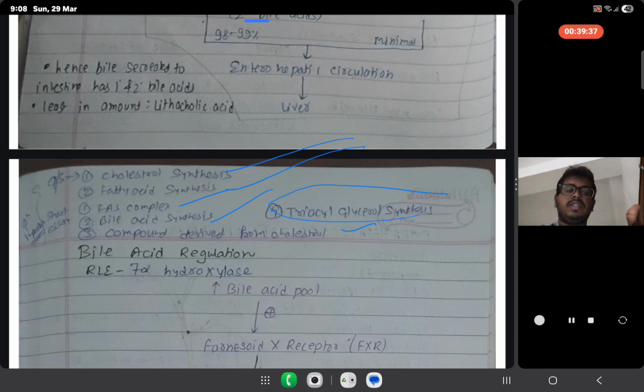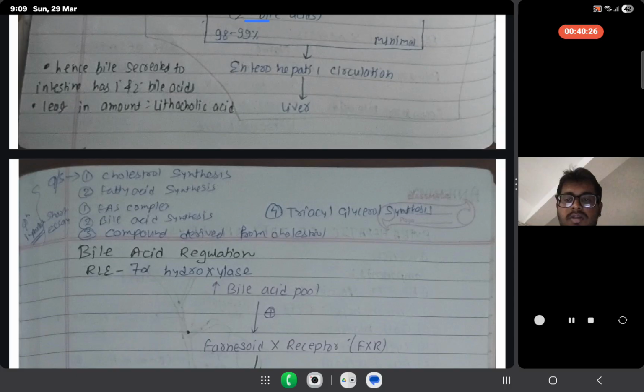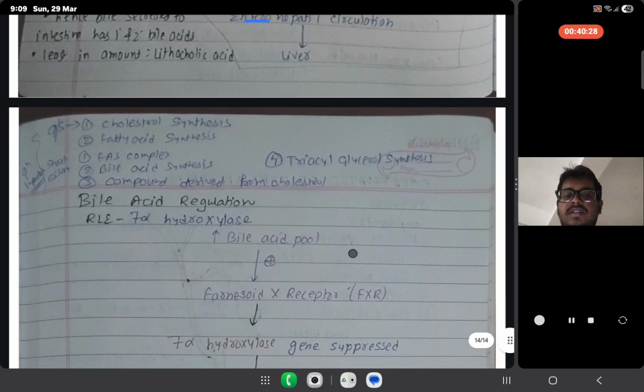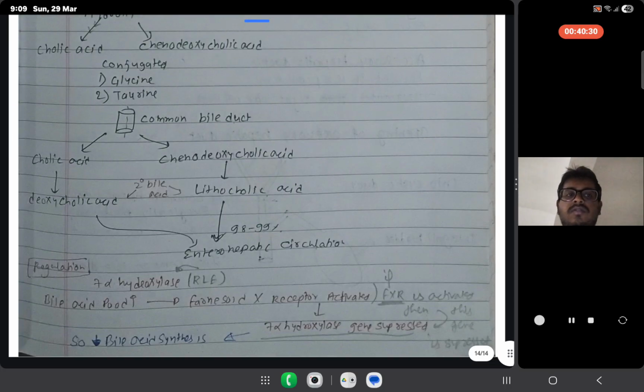Cholesterol synthesis, fatty acid synthesis, the FAS complex, and bile acid synthesis, that is how bile acid is formed and its regulation. Compounds derived from cholesterol, 3 compounds, which we have discussed now. These are the steps of cholesterol synthesis and fatty acid synthesis, and this can become an exam question.